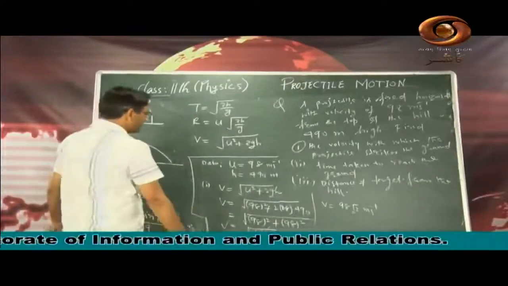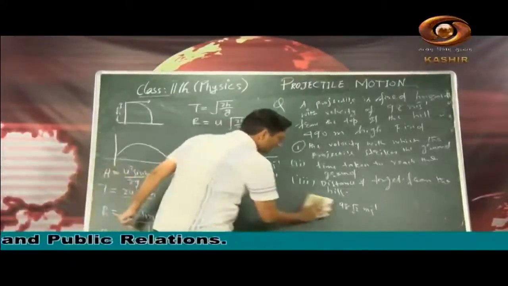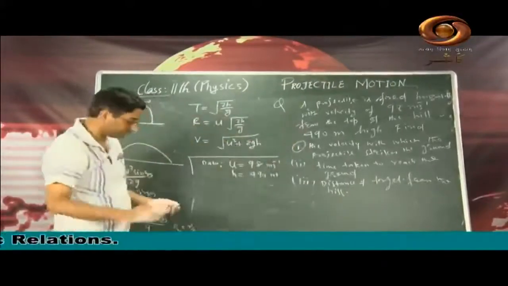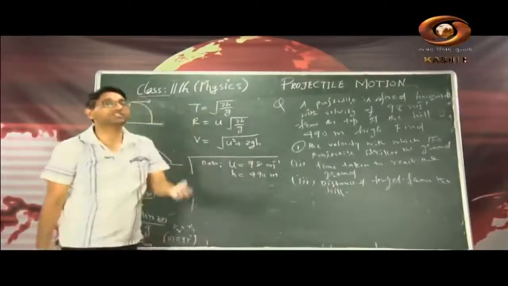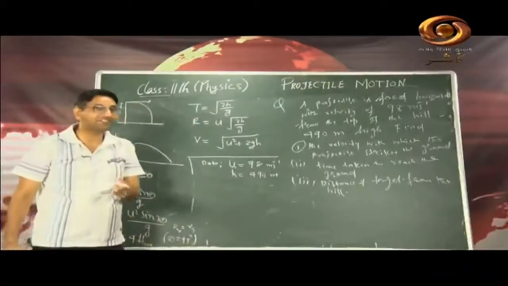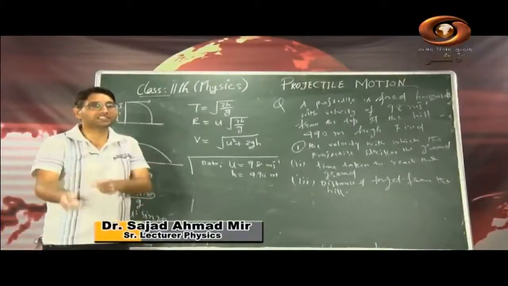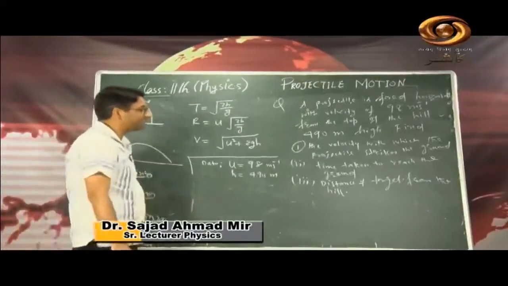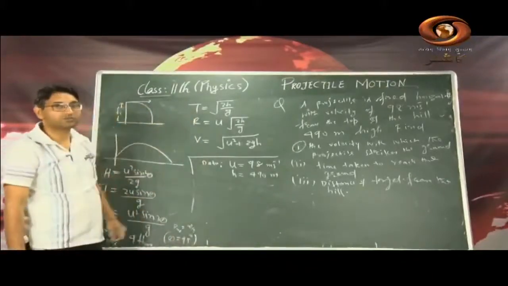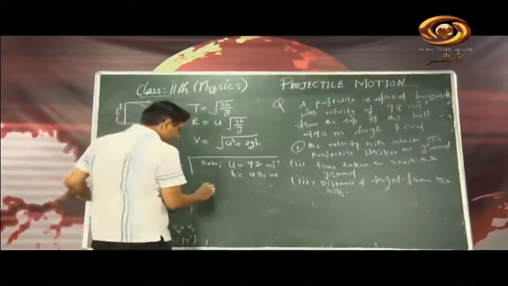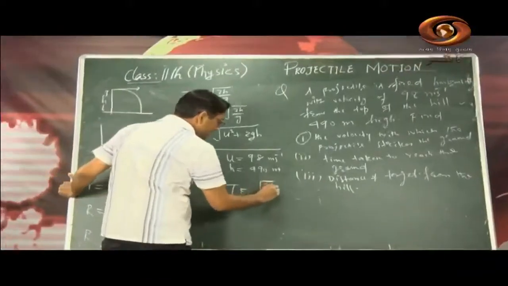So my dear students, let's move to part number second. It asks for the time taken to reach the ground. You know what this time is called? This is called the time of flight. The time the projectile takes to reach the ground is called time of flight. So indirectly it is asking us to find the time of flight, and for that we know the equation is t is equal to under root of 2h by g.